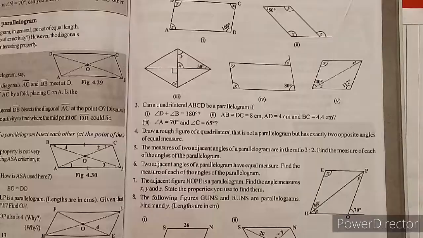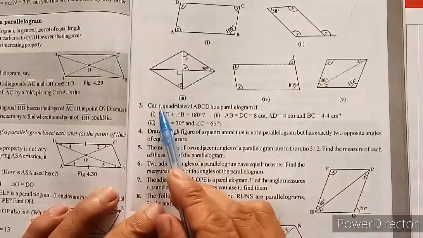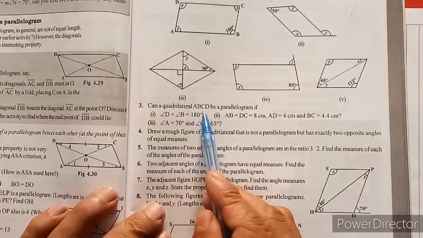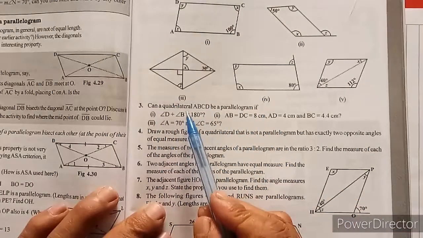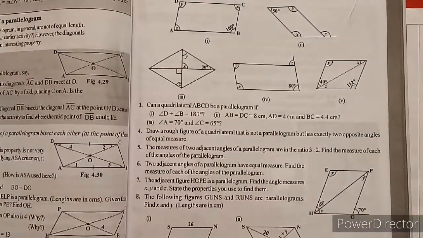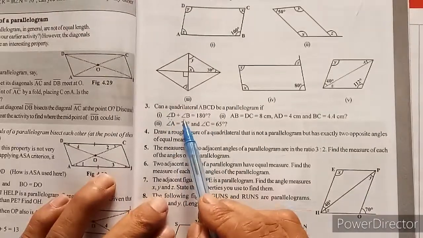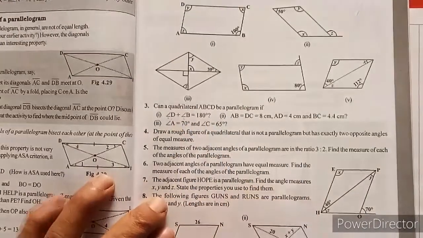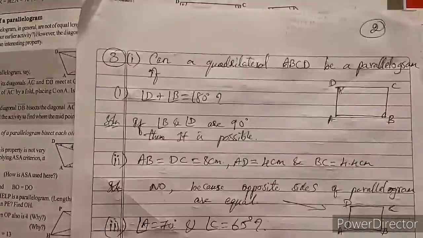Okay, now the third one I am going to explain. This second part has finished. Now I am going to explain: can a quadrilateral ABCD be a parallelogram? ABCD is one quadrilateral, can it be made a parallelogram? The first question is given: angle D plus angle B is equal to 180 degrees, is it possible? Yes, we will see here.